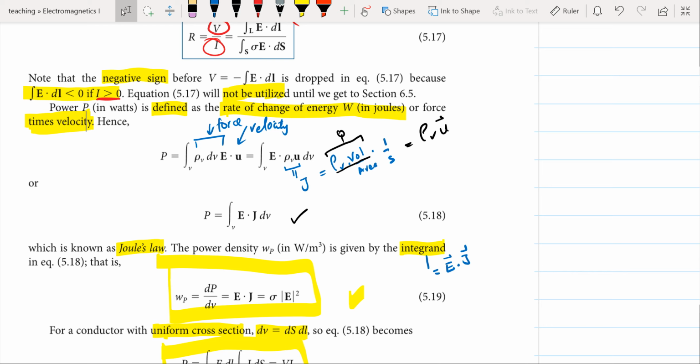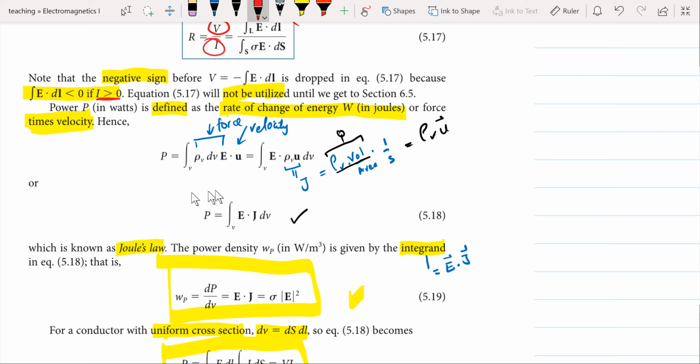We now want to observe the idea of power, as produced in a conductor. Therefore, the conductor is having the conduction current flowing. And we say that power is defined as the rate of change of energy in joules, or the force times velocity.